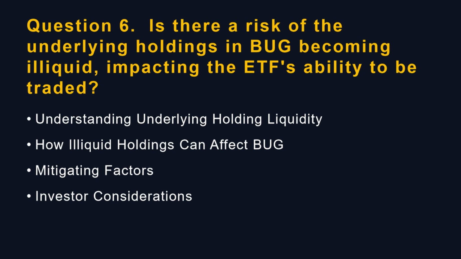Increased costs. If BUG has to sell illiquid holdings at a discount or incur higher transaction costs when buying new holdings due to illiquidity, it can eat into the ETF's overall returns. These costs are ultimately borne by investors through lower net asset value, NAV, of the ETF. Reduced liquidity. In extreme cases, if a significant portion of BUG's holdings become illiquid, it can potentially impact the ETF's own tradability. The authorized participants who create and redeem ETF shares might face difficulties acquiring or disposing of the underlying securities, leading to wider bid-ask spreads and potentially lower trading volume for BUG itself.